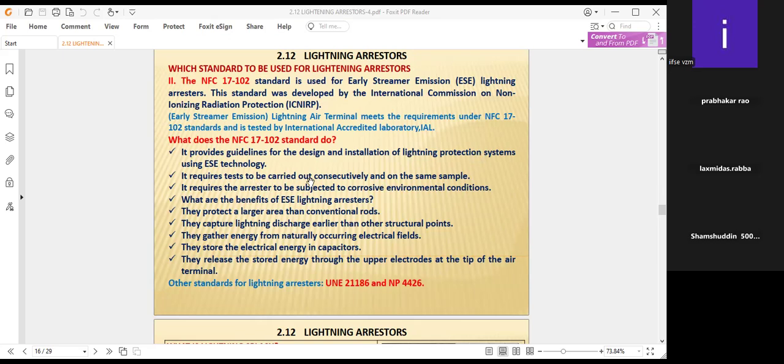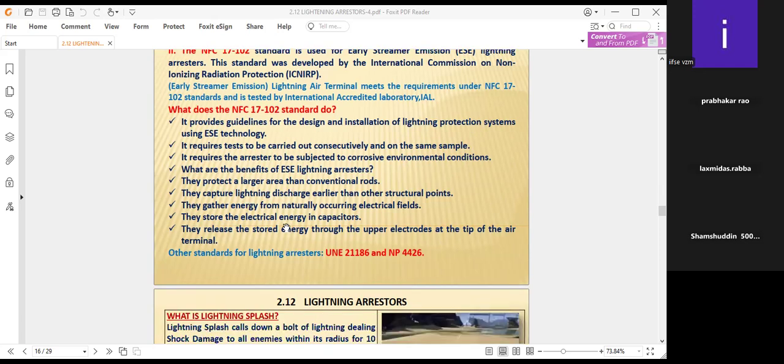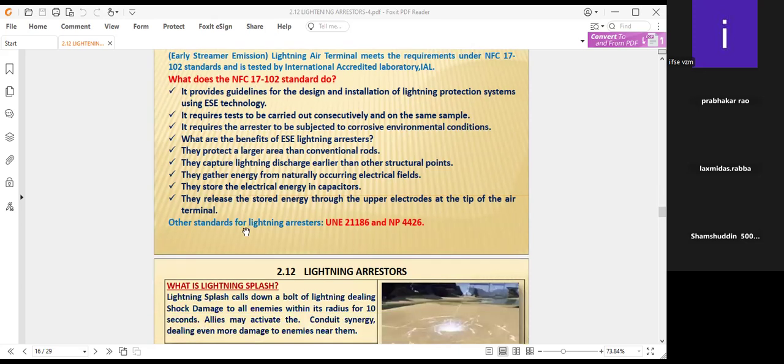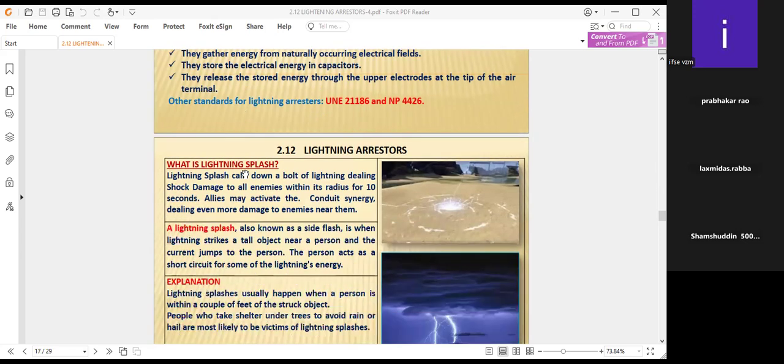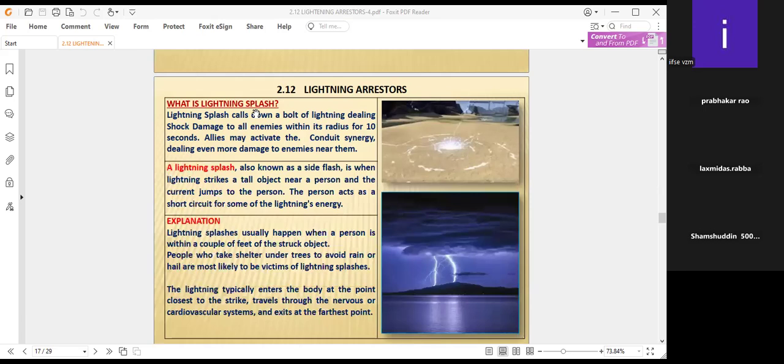It requires this test to be carried out consecutively and on the same sample. And after the installation by the organization, what are the precautions to be taken care of will be covered in this standard. Apart from these two, the other standards for lightning arresters are also there, not necessary, but these facilities are also there. I'm telling this.